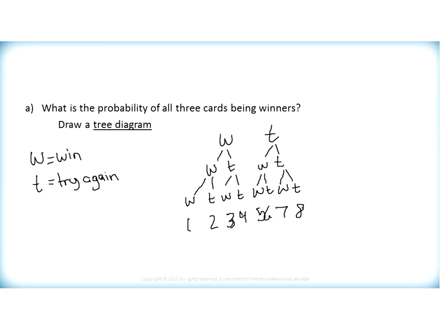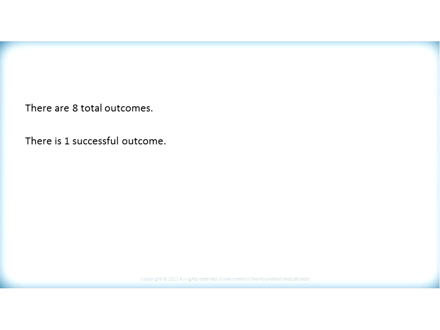And I only have one outcome, which is the very first one, where I win all 3 times. Okay, so what does that mean? That means there are 8 total outcomes. One of them is successful, and that leads to the probability of 3 cards being winners being 1 out of 8. One successful outcome out of 8 total outcomes. So probability is 1 out of 8.